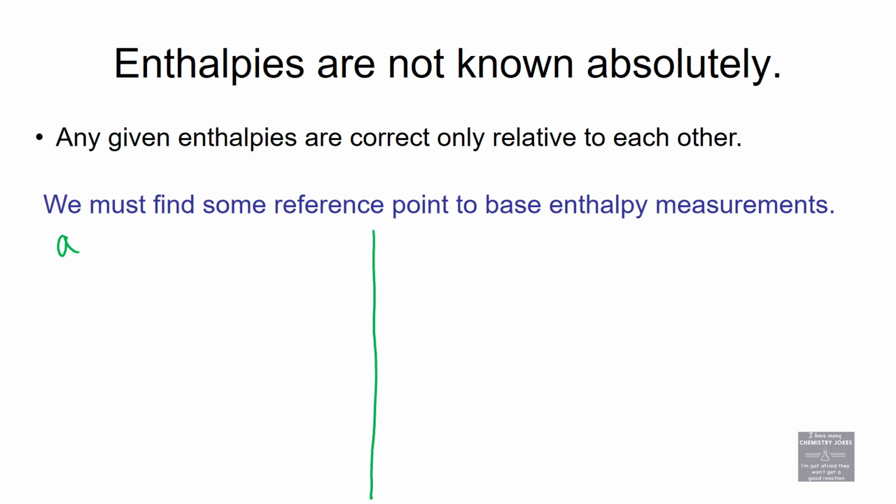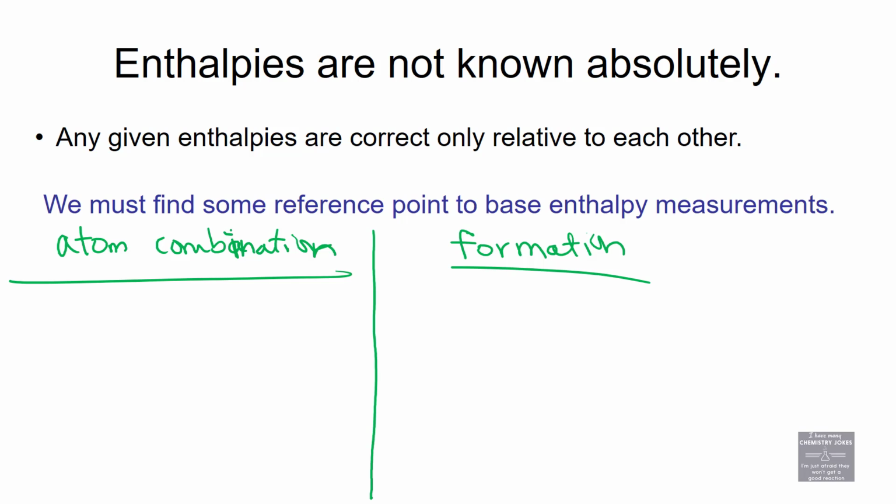The back of our chem activity book uses atom combination tables. Atom combination, the back of the chem activity book. Enthalpy of formation is in the back of our textbook, in the back of most textbooks. Because enthalpy is a state function, it doesn't matter how you get there, you're going to end up at the same spot regardless of the transition.